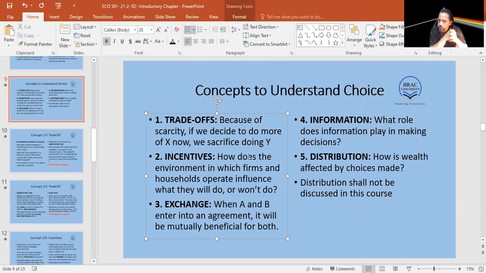Finally, this is not going to be covered in detail, but we will make a little bit of mention since it's in your text: how is wealth affected by choices made? Distribution shall not be discussed in this course, as I said. So let's start with the first concept, trade-off.